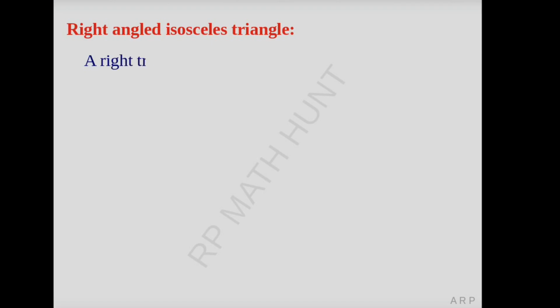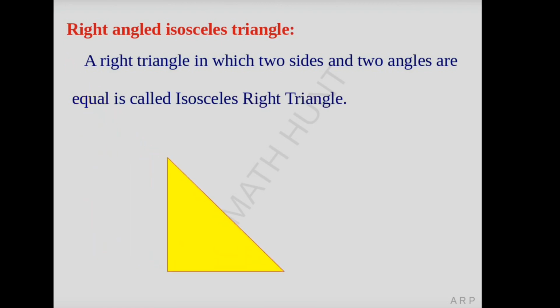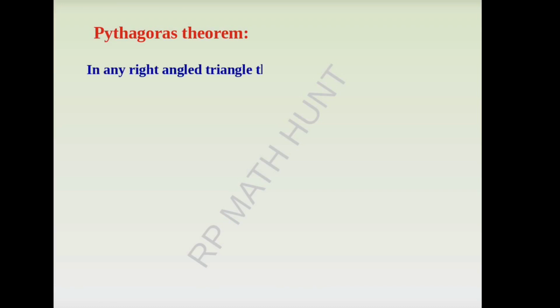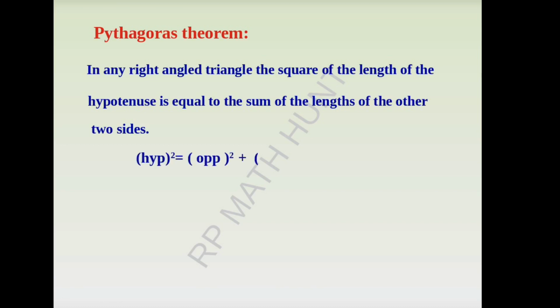Right-angled isosceles triangle. A right triangle in which two sides and two angles are equal is called an isosceles right triangle. One angle is 90, the other two angles are 45 and 45, and the two sides are equal. Pythagoras theorem: in any right-angled triangle, the square of the length of the hypotenuse is equal to the sum of the squares of the lengths of the other two sides. Hypotenuse square equals opposite square plus adjacent square.